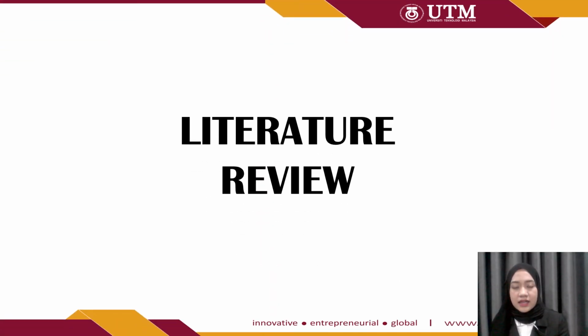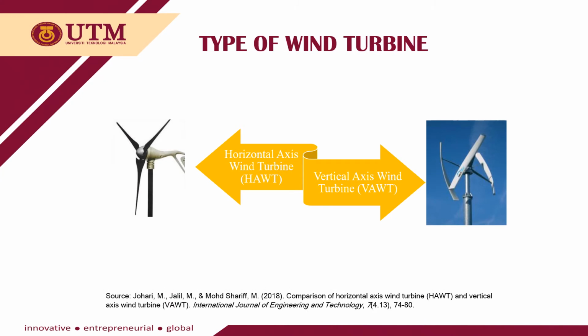Now, let's move on to the second chapter, Literature Review. There are 2 types of wind turbine existed, called horizontal axis wind turbine and vertical axis wind turbine. The difference between these 2 wind turbines is HAWT has axis that is parallel to the ground and wind stream, while VAWT axis of rotation is vertical to the ground, while set perpendicularly to the wind stream.